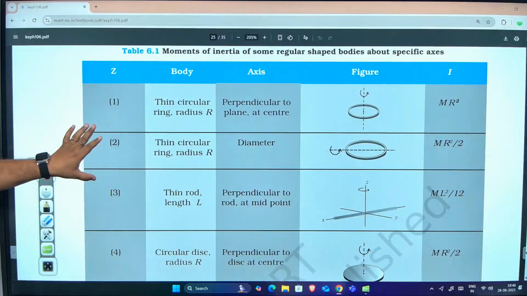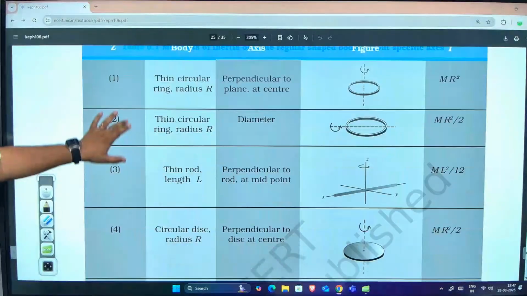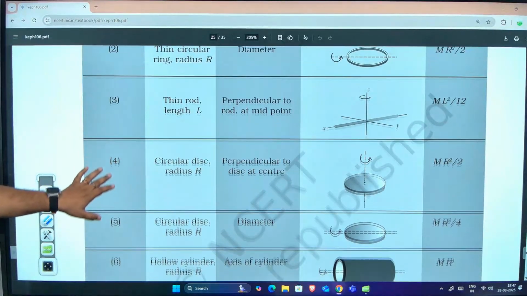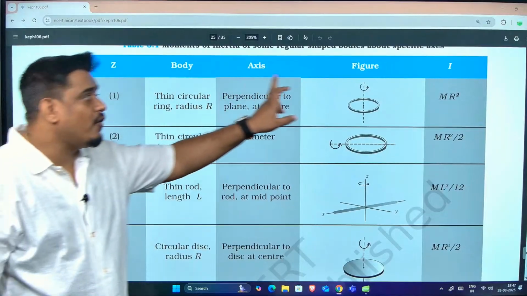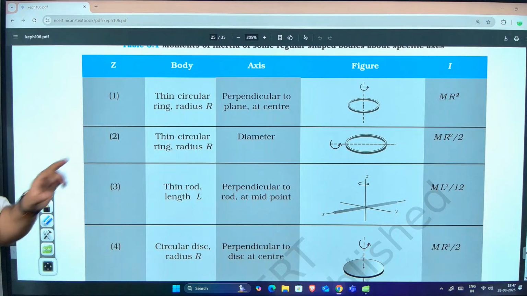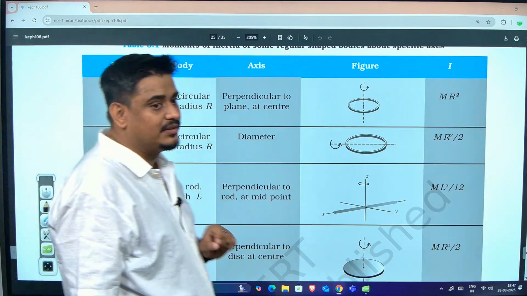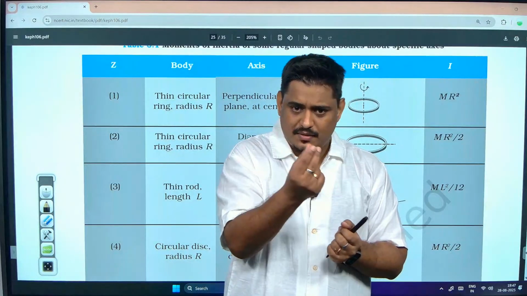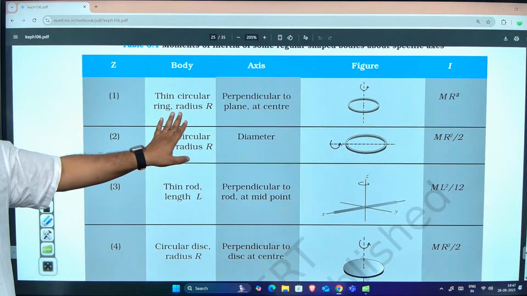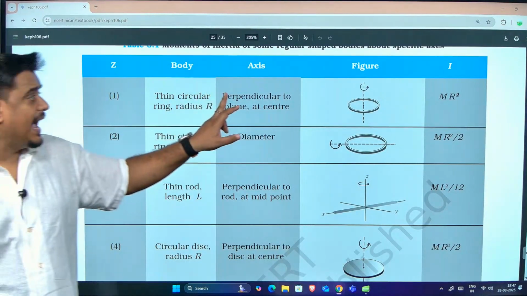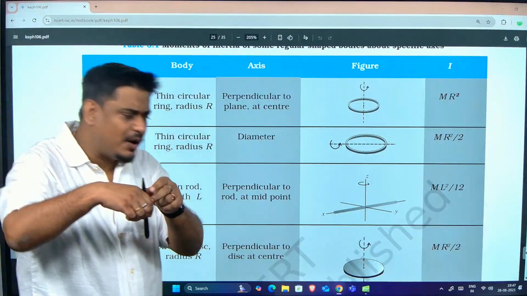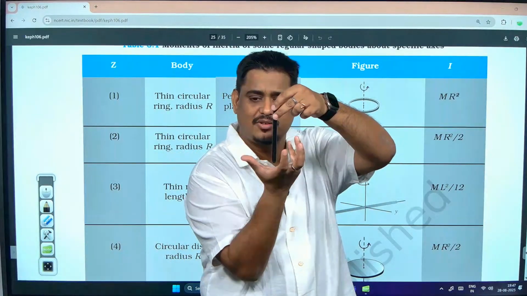There are, I think, 7 conditions given, 8 given. So basically, you should remember the value of moment of inertia for these 8 conditions. What are these conditions? The first one is thin circular ring. I hope you understand what is the meaning of ring. It will have some hollow space in between. So if the body is a thin circular ring of radius r, having its rotational axis perpendicular to the plane passing through its center, you can imagine how the body is rotating, like this. You are able to feel how it is rotating.